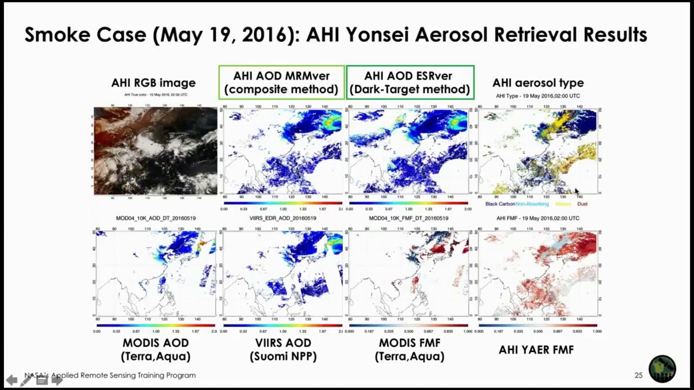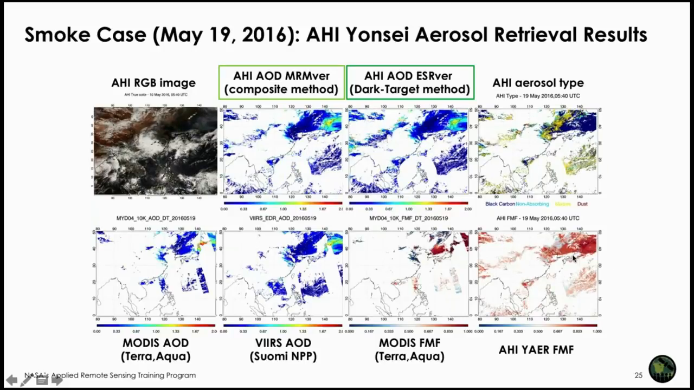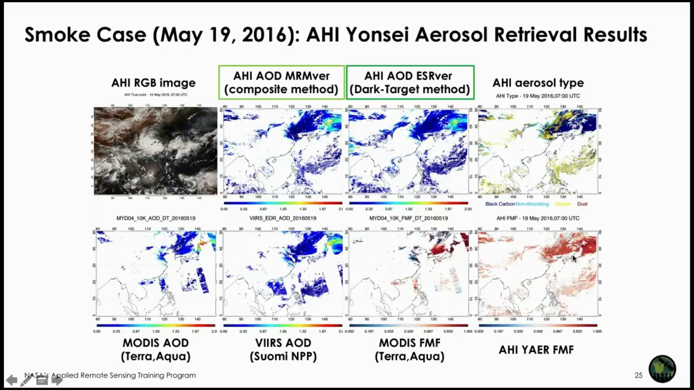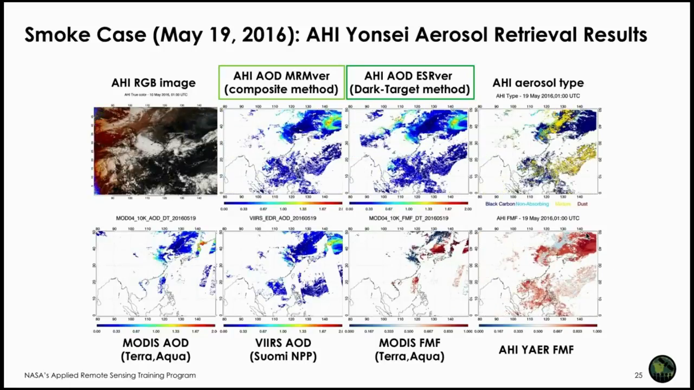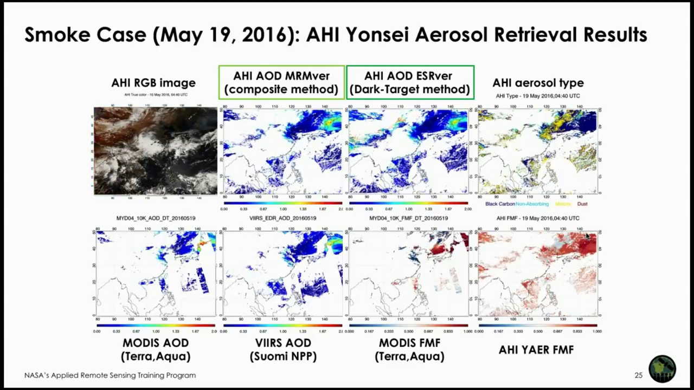And in this case, the plume also shows a very high fine fraction compared to the previous case. It means that the smoke plume is very well classified in this algorithm.